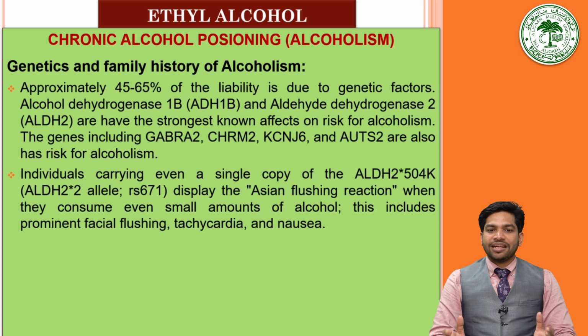Individuals carrying even a single copy of the ALDH2*2 allele display the Asian flushing reaction when they consume even a small amount of alcohol. This includes prominent facial flushing, tachycardia and nausea. So those patients will avoid taking alcohol. So there is both a genetic basis for the intake of alcohol and a genetic basis for not taking alcohol, because they will have certain specific unwanted reactions that make them avoid alcohol. In this way, alcoholism has a genetic basis.